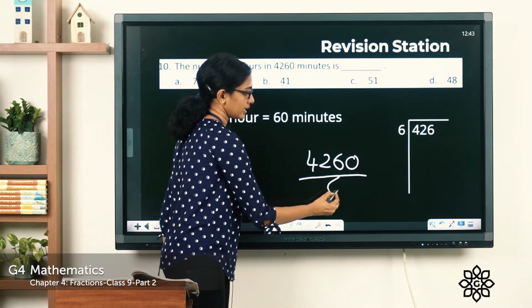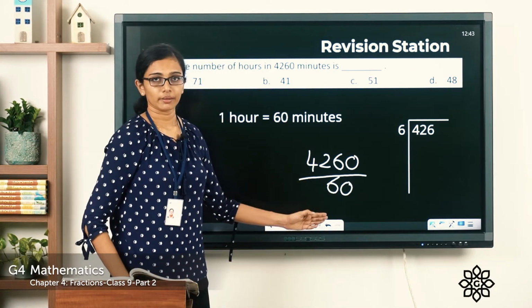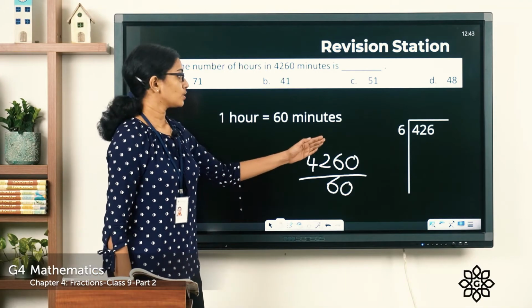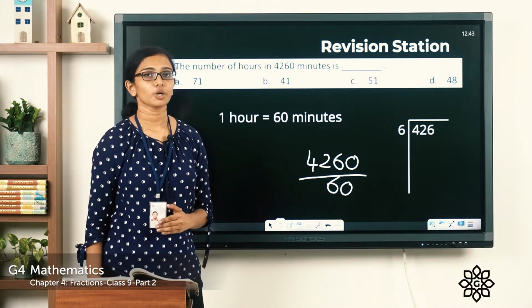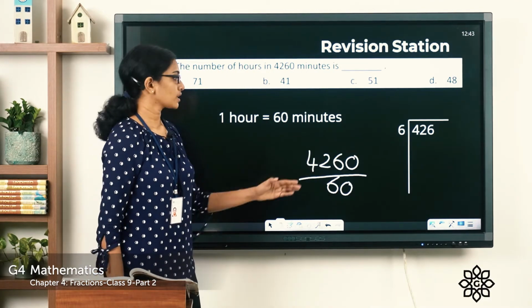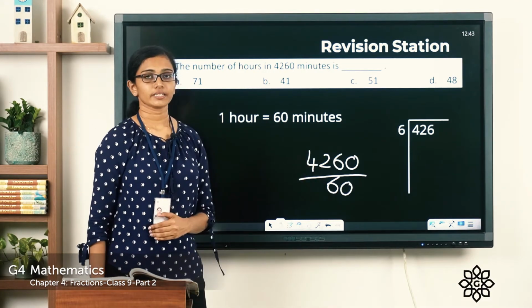4260 divided by 60. Now look at these numbers. Both of these are multiples of 10. So let's divide the numerator and the denominator by 10, both these numbers, the dividend and the divisor.